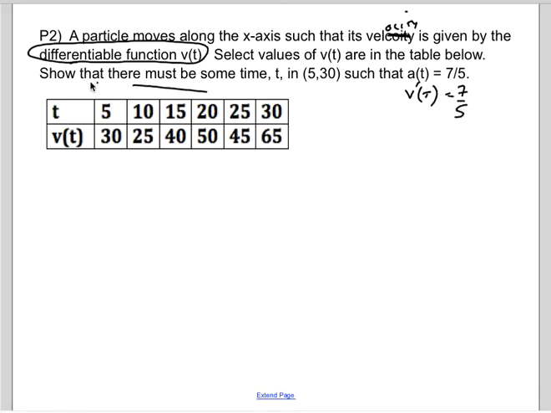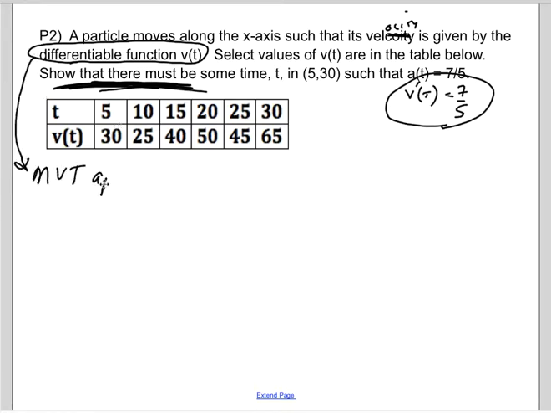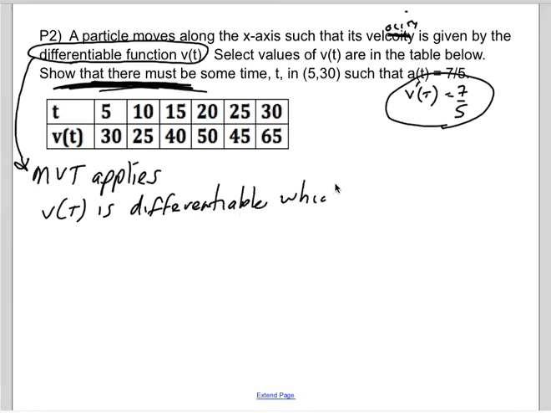So "show that there must be" is definitely a hint that you're using a theorem, right? So I'm showing that v prime of t is 7/5, which means I have to say why the MVT applies, right? So the MVT applies because v of t is differentiable. You can't be differentiable unless you're continuous. So that implies continuity.